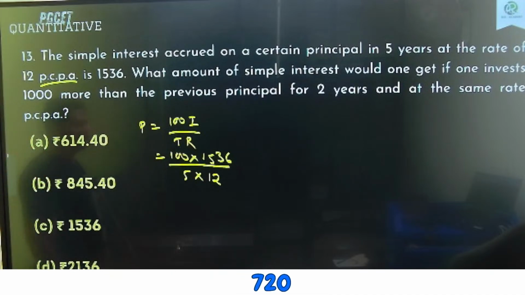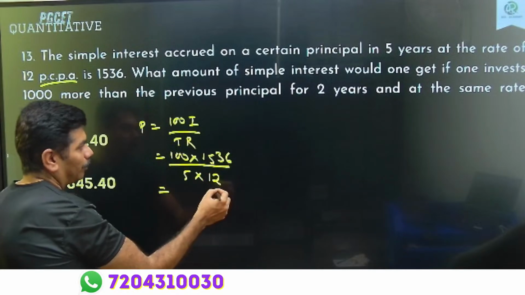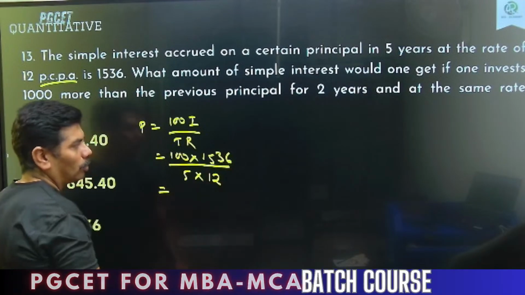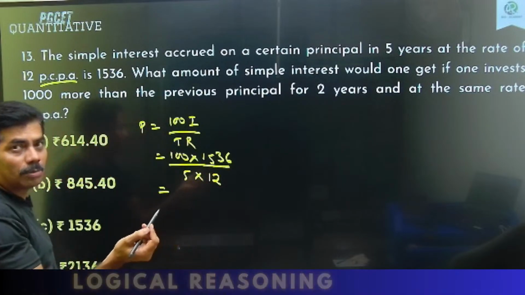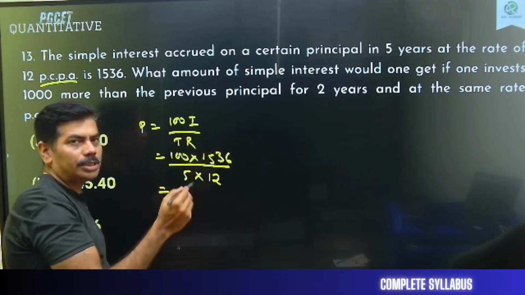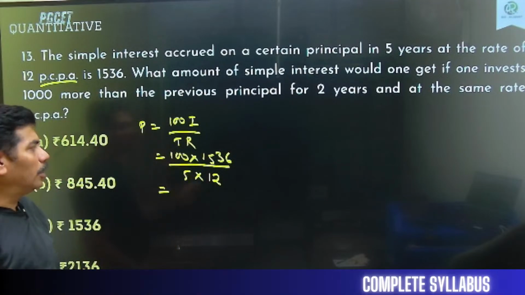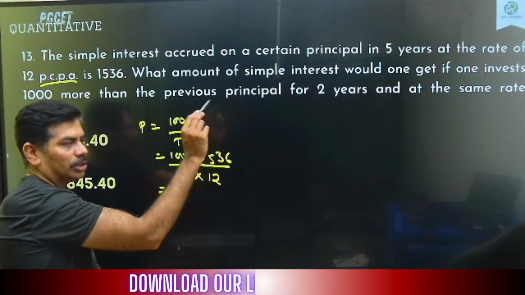Now simplify this. This will go in 4, because the last two digits go into 4. We will also check whether it goes in 3. How do we check that? You add the digits: 1 plus 5 is 6, 6 plus 3 is 9, 9 plus 6 is 15. If 15 goes in 3, then this entire number goes in 3. So directly, it should come in the 12 table.